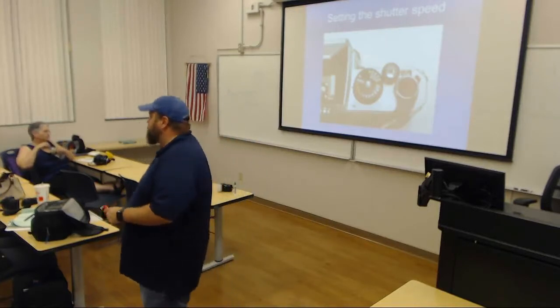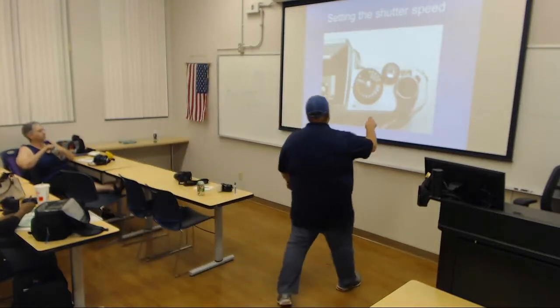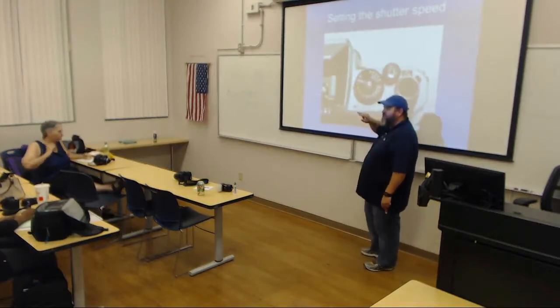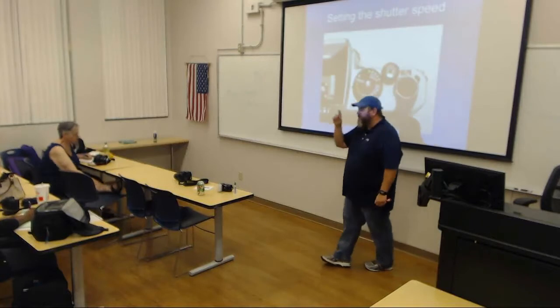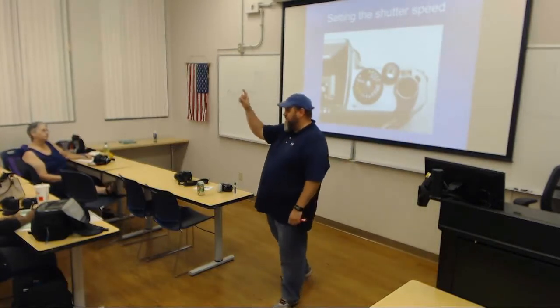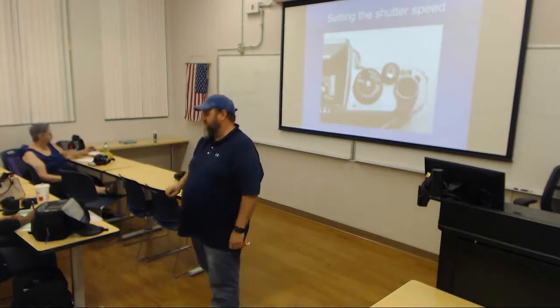Another way to figure it out, sometimes on some cameras, instead of having it in red like this one is, sometimes they'll have a little lightning bolt next to one of the shutter speeds. Again, we know that the lightning bolt icon is synonymous with flash. So if one of the shutter speeds has the lightning bolt next to it, that's the sync speed.